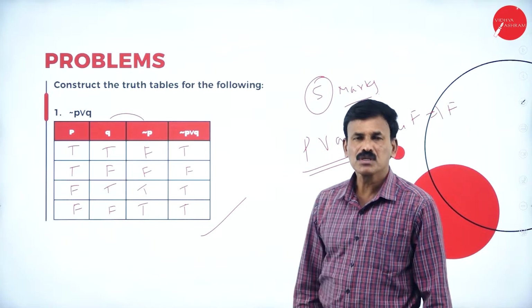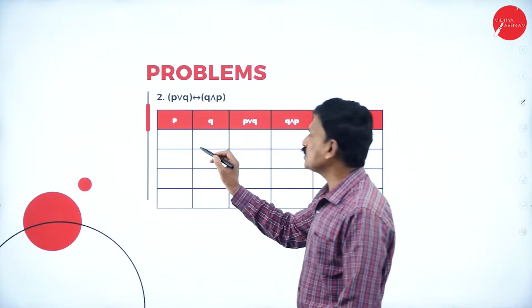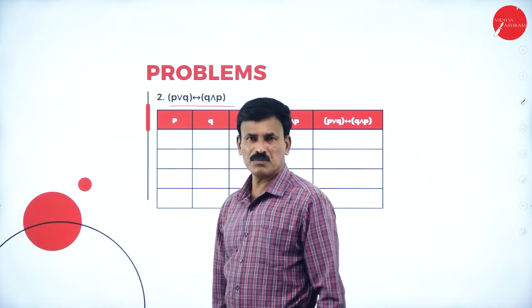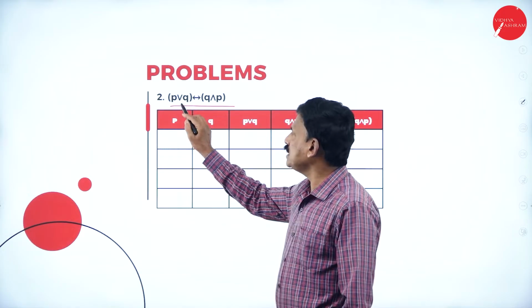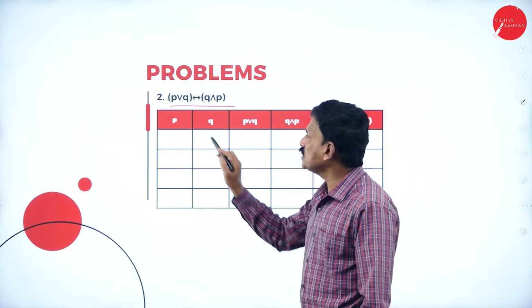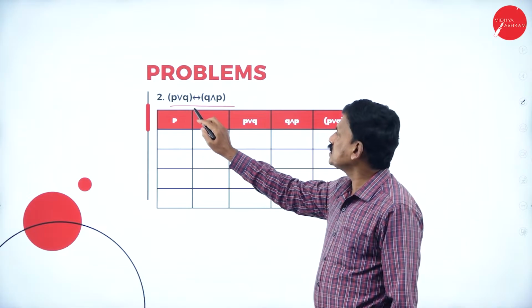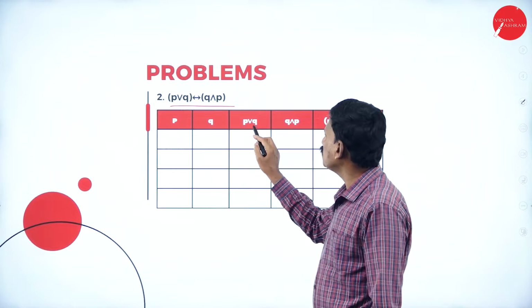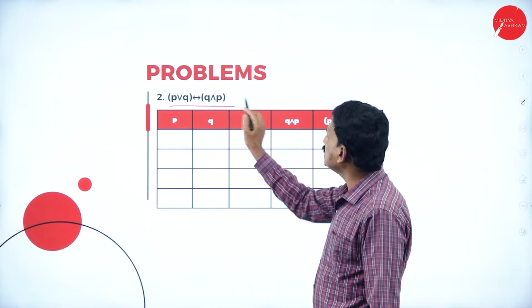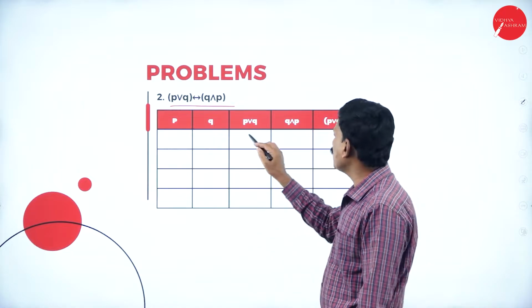That's it. Okay. Now, let us take a similar type of problem. Let us come to the next problem, problem number 2. What is the problem? P disjunction Q, biconditional to Q conjunction P. So here, P, Q, then write down the disjunction for P and Q, then the conjunction for Q and P, and then the biconditional statement between these two.